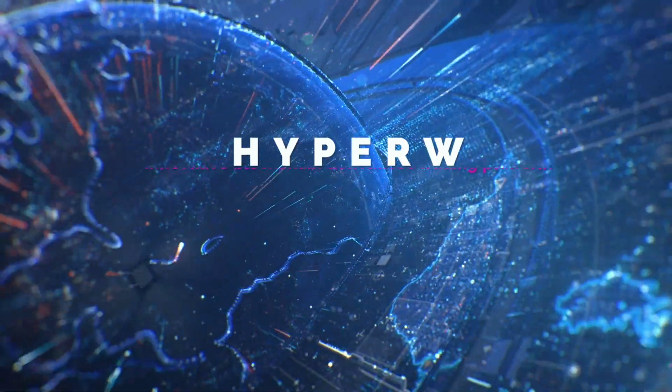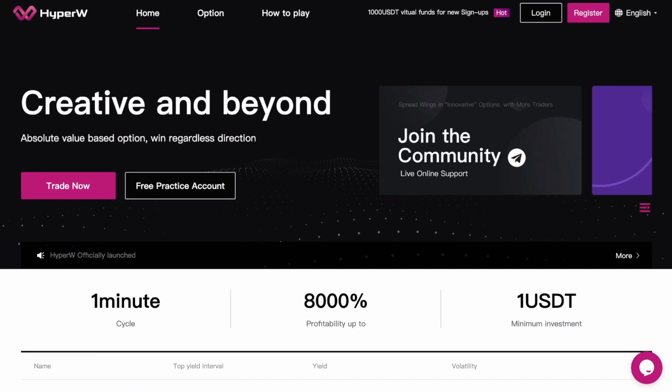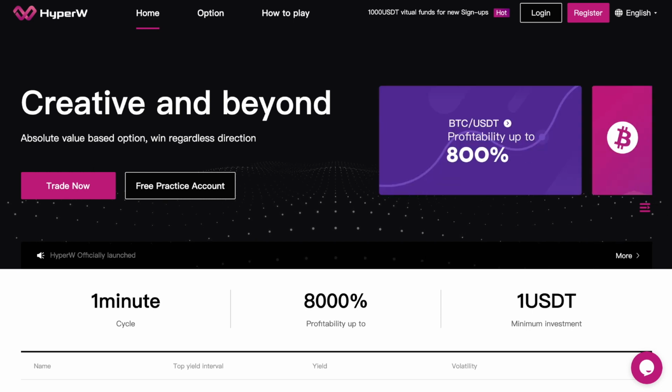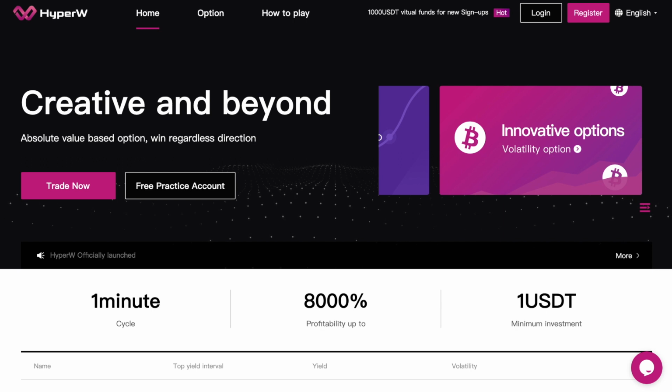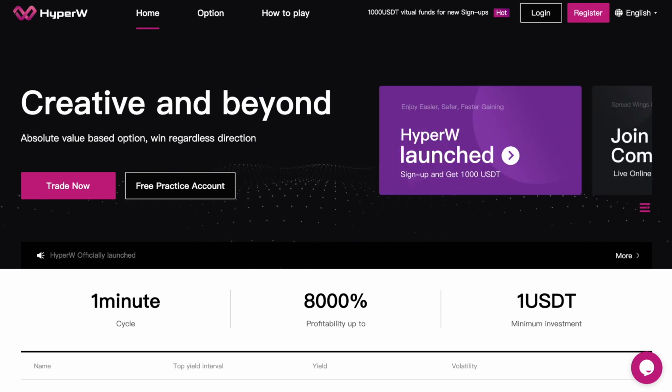I must say that HyperW is a unique trading platform for a new generation, the main feature of which is a simple gameplay, low cost and risks, as well as a short transaction cycle and unlimited profit potential, which for many of you I'm sure will be not only very relevant, but also desirable for many reasons.